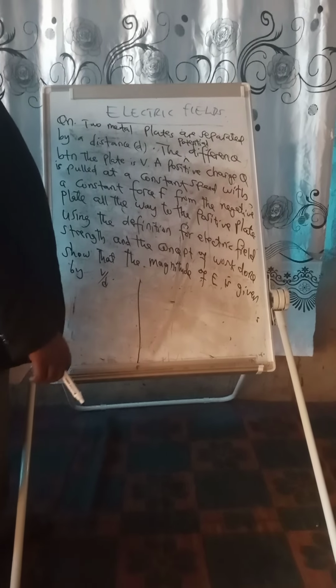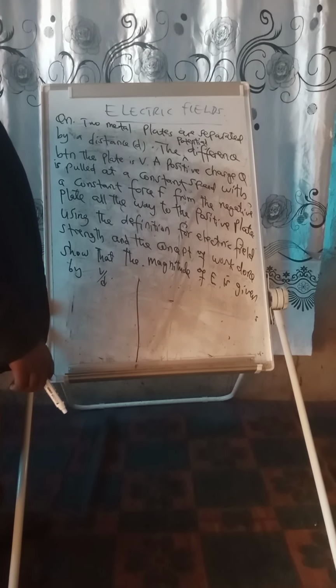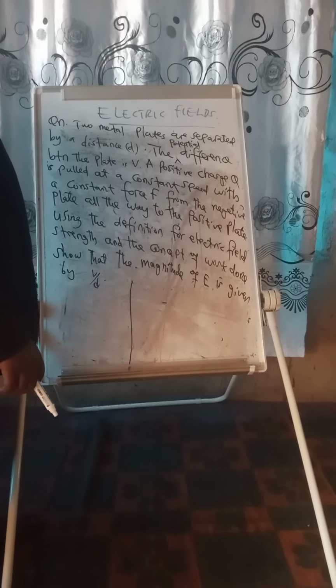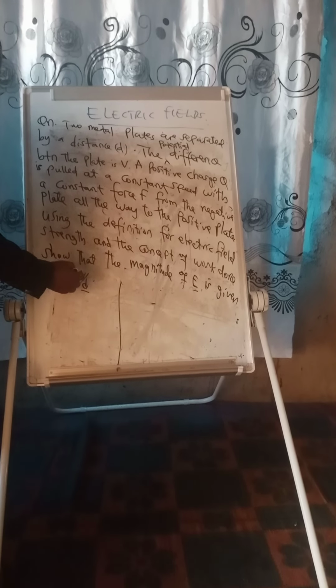This question: two metal plates are separated by a distance d. The potential difference between the plates is V. A positive charge Q is pulled at a constant speed with a constant force F from the negative plate all the way to the positive plate. Using the definition for electric field strength and the concept of work done, show that the magnitude of electric field strength E is given by E is equal to V over D.